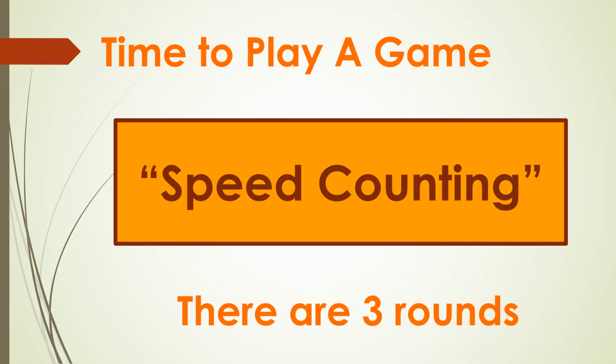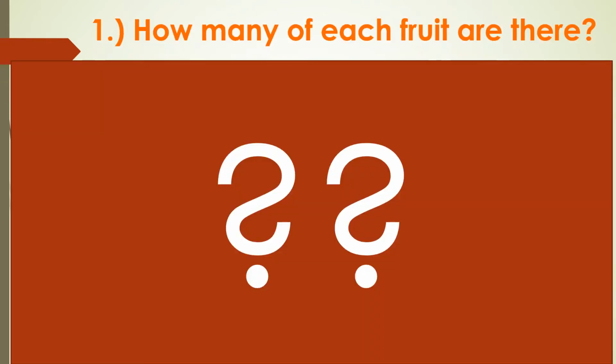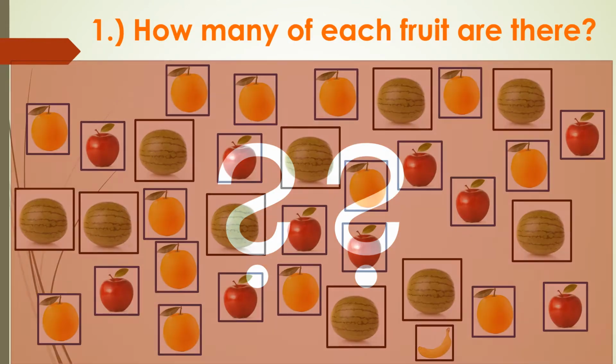And we're going to play a little game. It's called speed counting. All right. So I know this is a video, so you could pause it and cheat. Don't do that. Play the game as is. Here we go. There's 3 rounds, and you're just going to count how many fruit there are. So round 1, go.